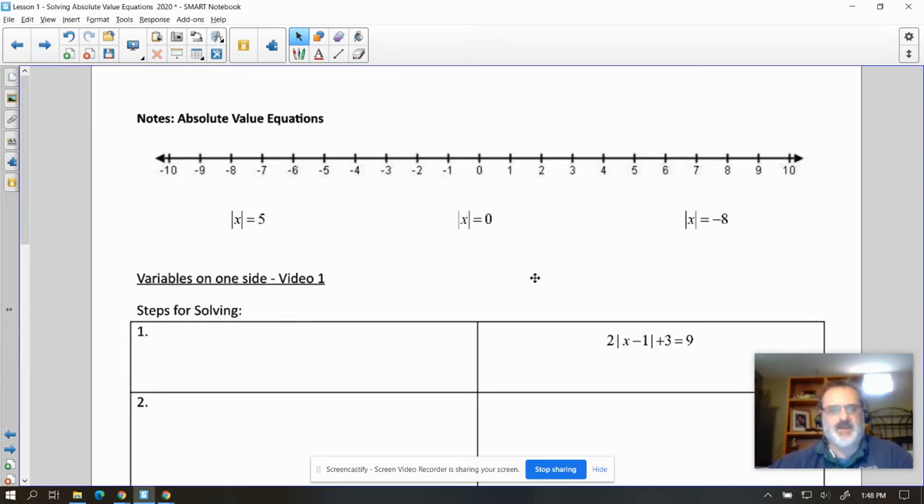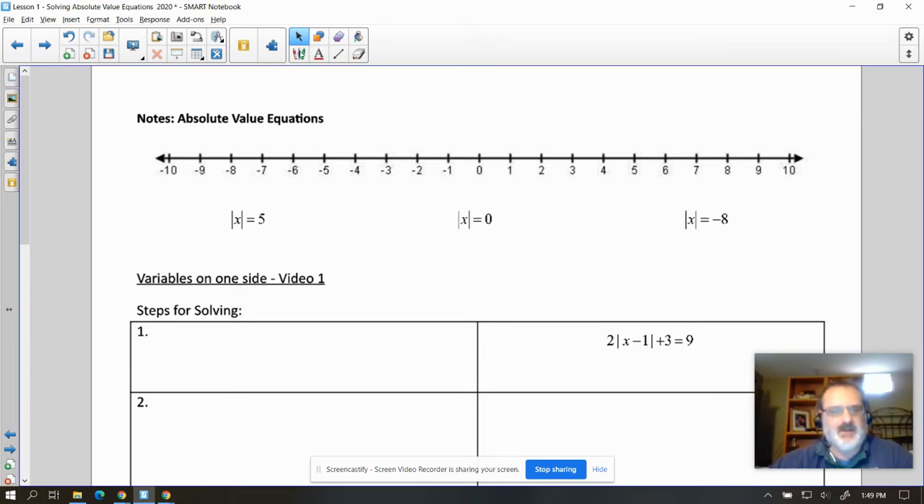If you take a look at the absolute value equations, absolute value of x equals 5, absolute value of x equals 0, and absolute value of x equals -8, we're going to be solving each one of these and showing you what absolute value actually means.